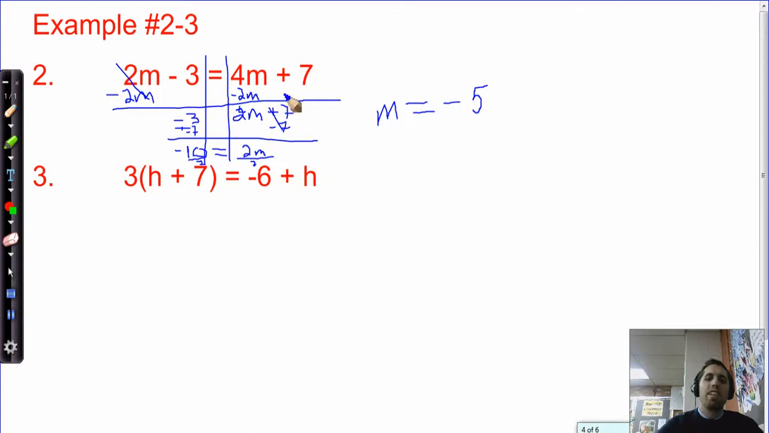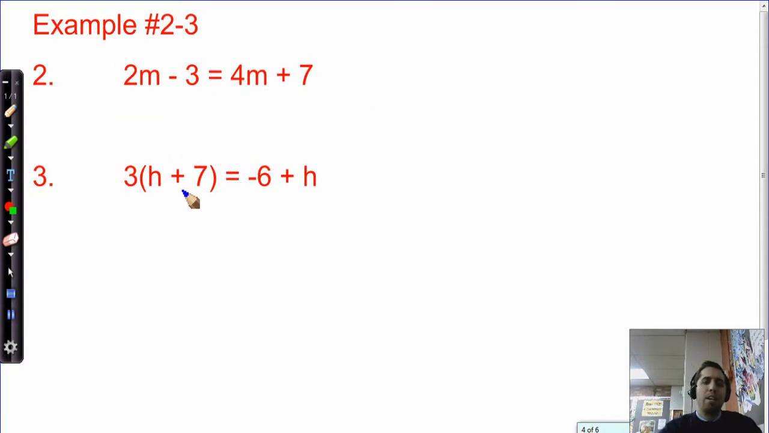Now again, I could plug in -5 and make sure that both sides would come out equal. That'd be a great way to check. But that's what we got so far. Let's move on to the next one. Make sure you have those notes written down more neatly than I have them written, please. And let's check this guy out.